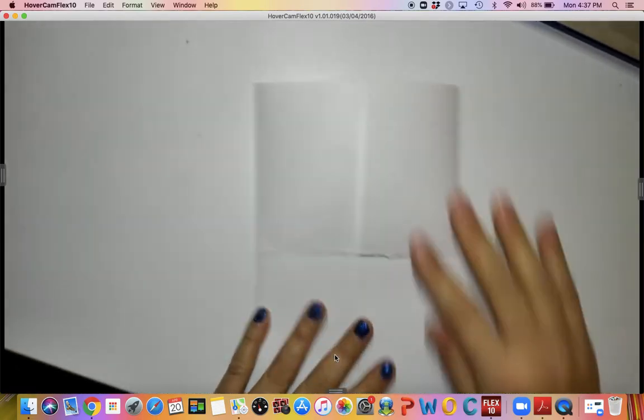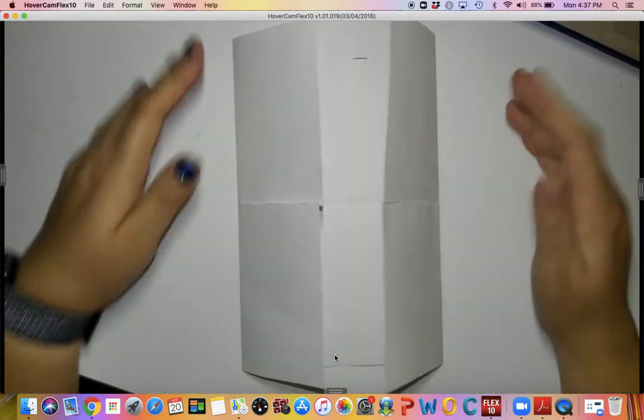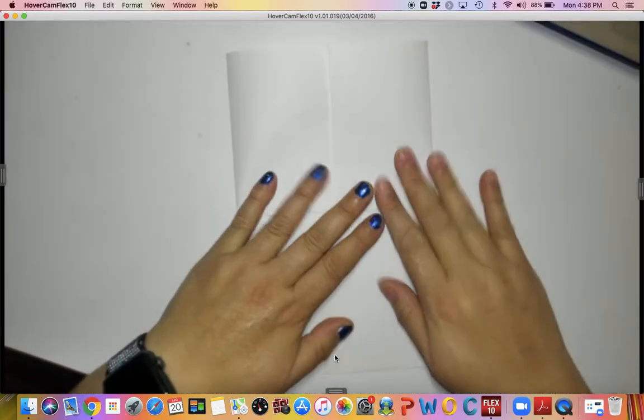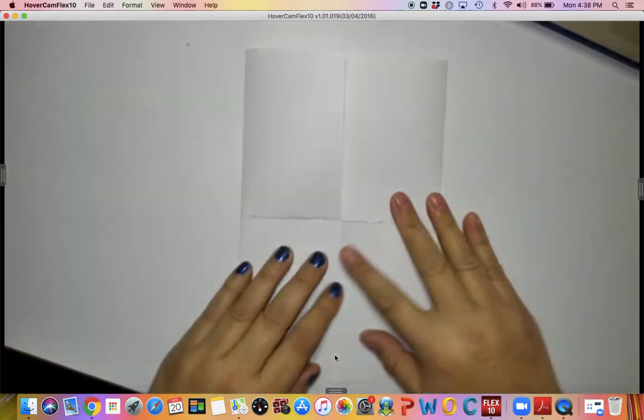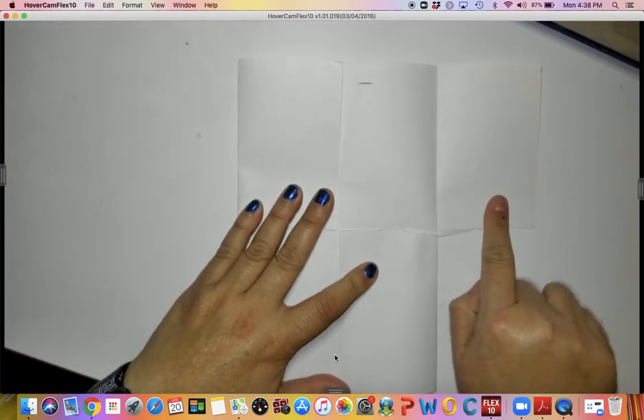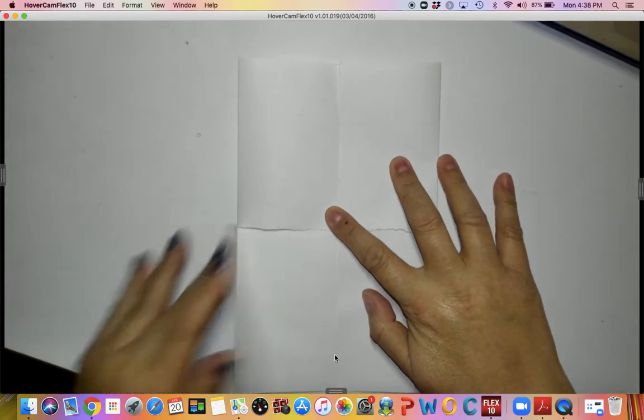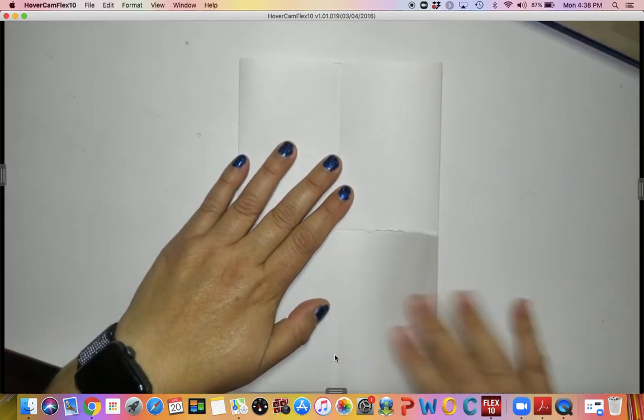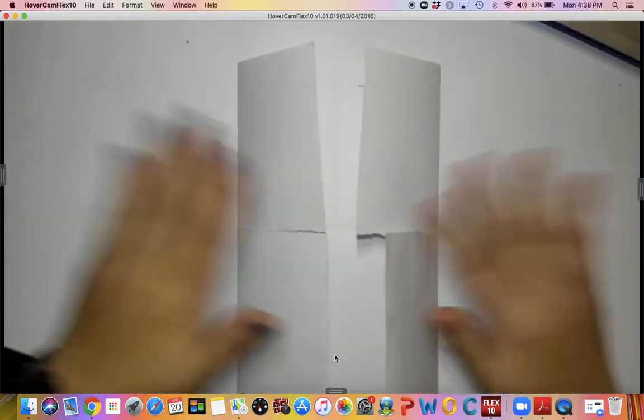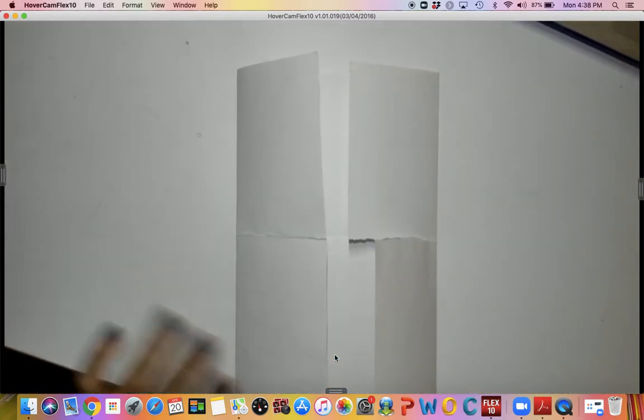Okay, and that's it. I want it to be like this. And you open a window here, you open a window here, a window here, and a window here. And this is where we're going to write on everything.